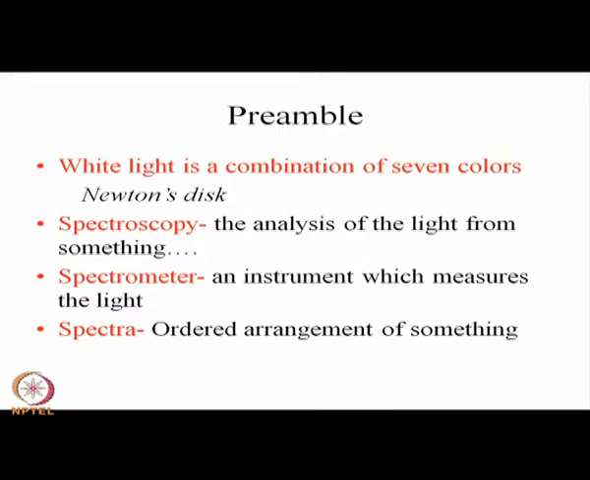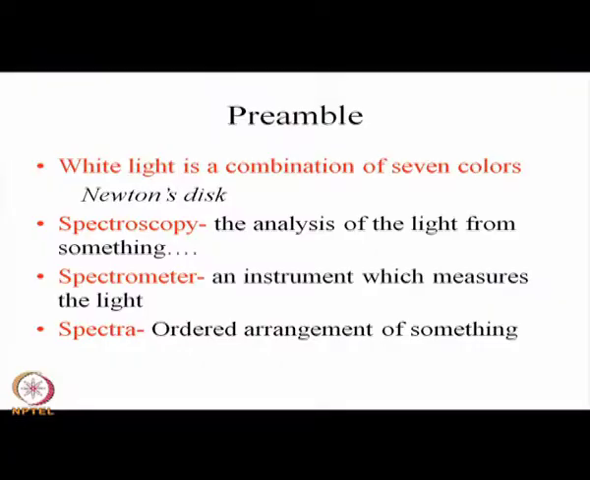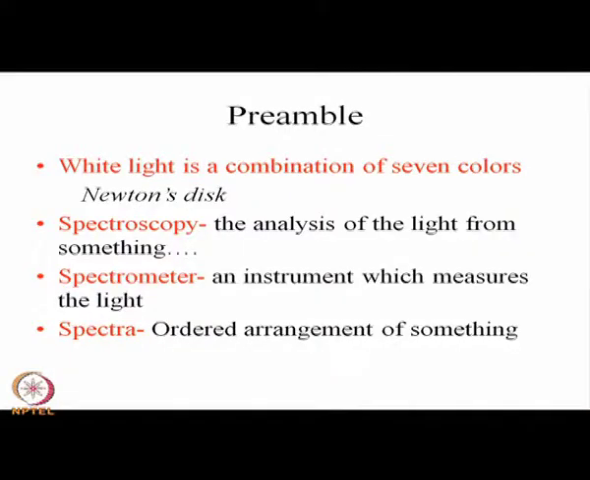Spectroscopy means we deal with light, that is spectra. All of you know that white light is a combination of 7 colors, and all of you learnt in your school days that with Newton's disk, when you rotate it, all the colors are not visible, and what happens is that you see only white color. So, white light is a combination of 7 colors, and spectroscopy is basically the analysis of light, that is, various frequencies associated with light. That light may be in the optical, or infrared, or some other region of the spectrum. So, basically we analyze the light from something.